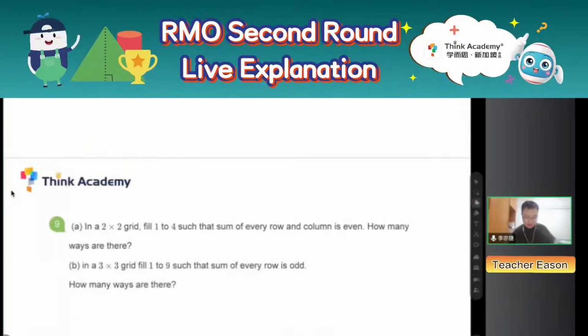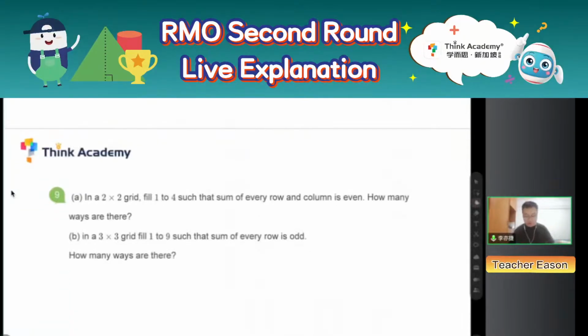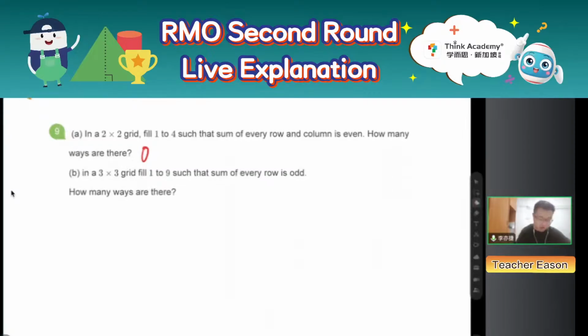At least the first one is very easy. Fill 1 to 4 for every row and column. So now to make the sum of every row and column even is impossible. Right? It must be 0. I don't even want to work it out. So actually you need to write a general working for this, because, right?